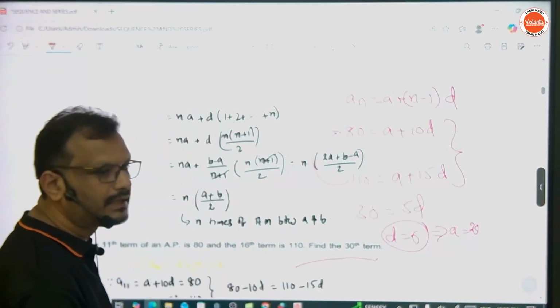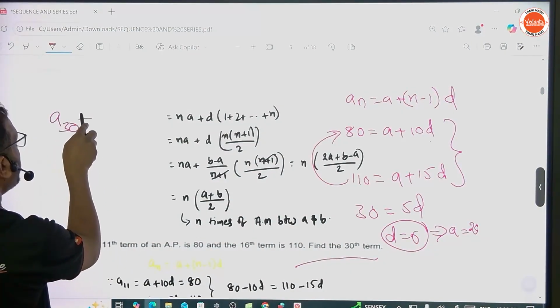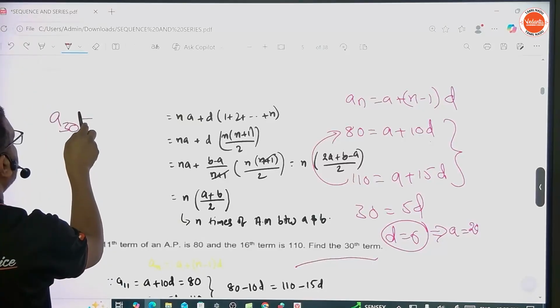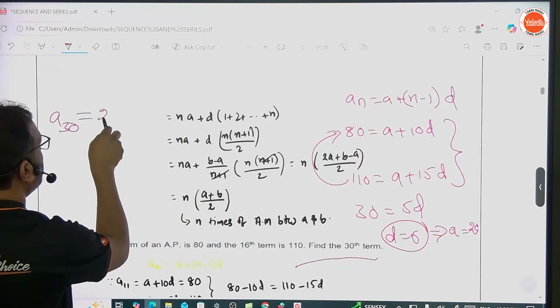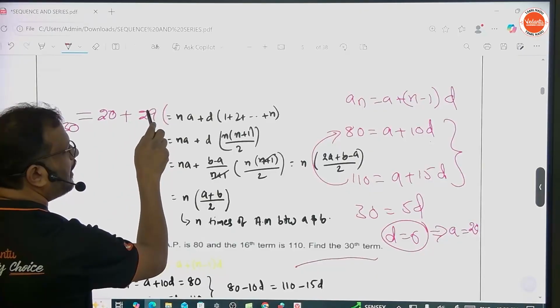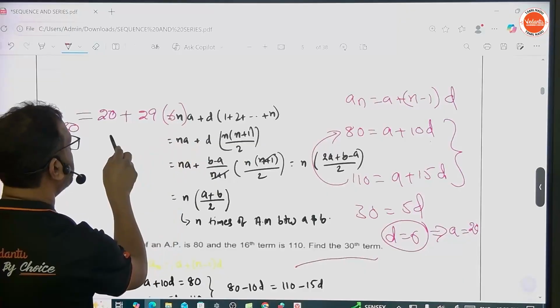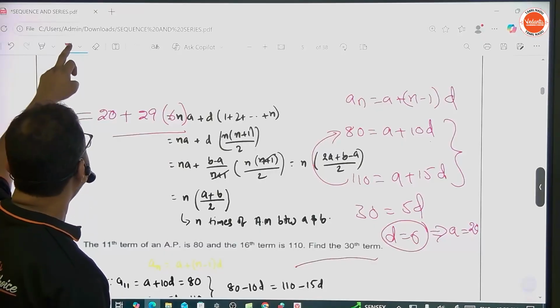So what will be the 30th term now? A30 equals A plus, A value 20, n minus 1, 29, d value. That's it. Let's multiply. Let's try the next question then.